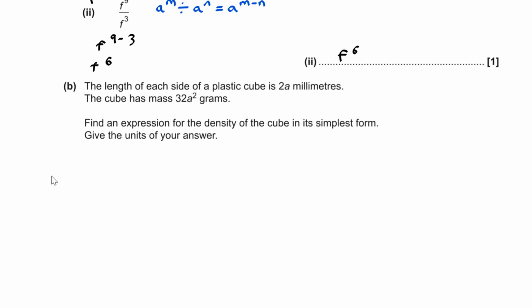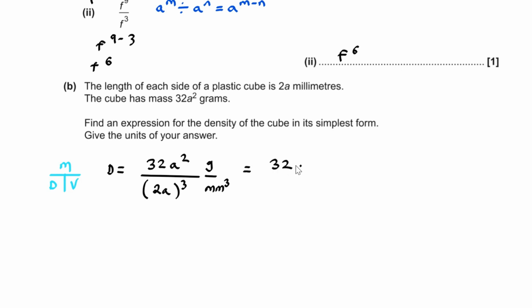Well, over here, density is equal to mass over volume. So, to find out the density, we would have the mass, which is 32a squared divided by the volume. Well, the volume will be equal to 2a all cubed. And the reason it's 2a all cubed is because we've got a cube with each length being 2a millimeters. And if we write down the units, we have grams per millimeter cubed.